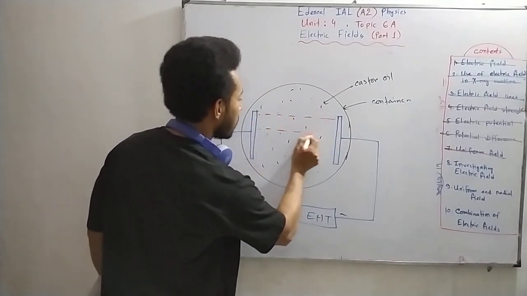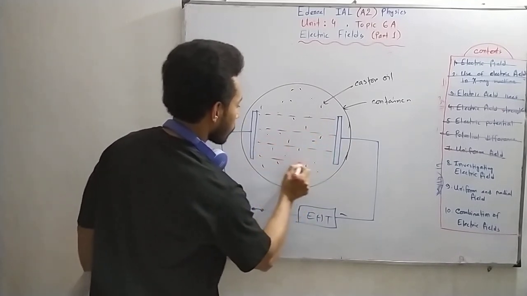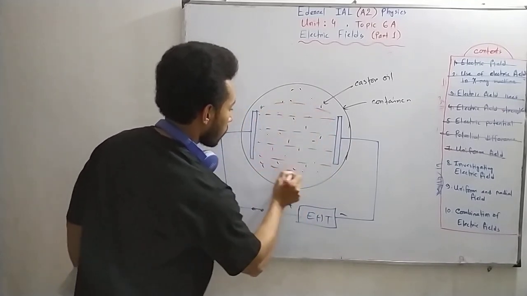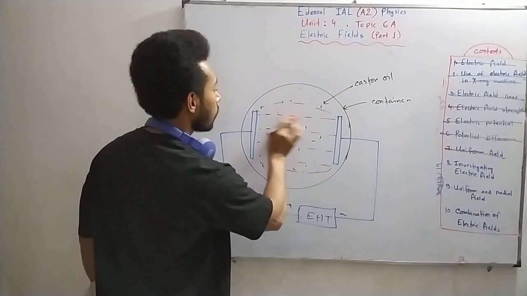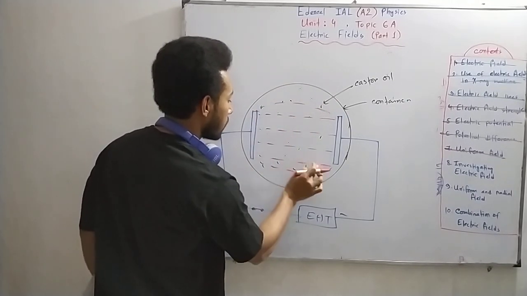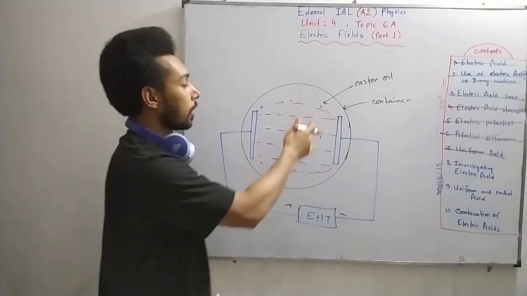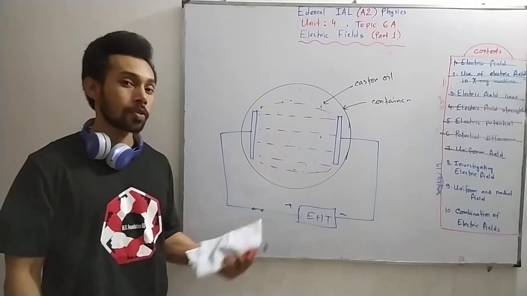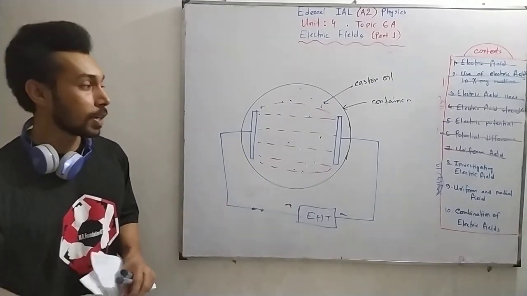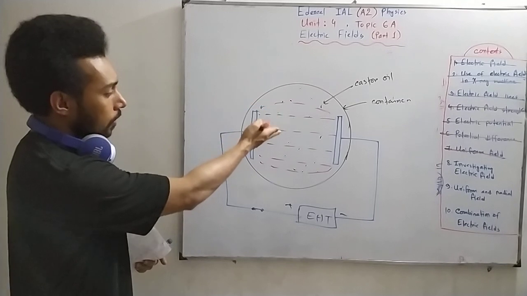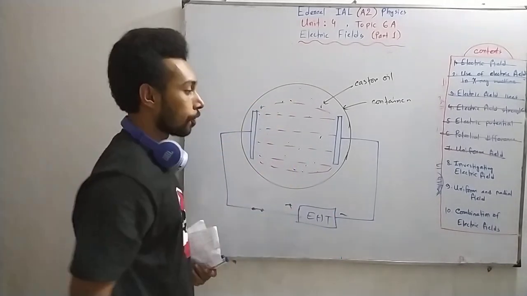field. The semolina grains will line up with the field. Okay, that's how we can demonstrate or investigate an electric field, and this field is actually a uniform field.